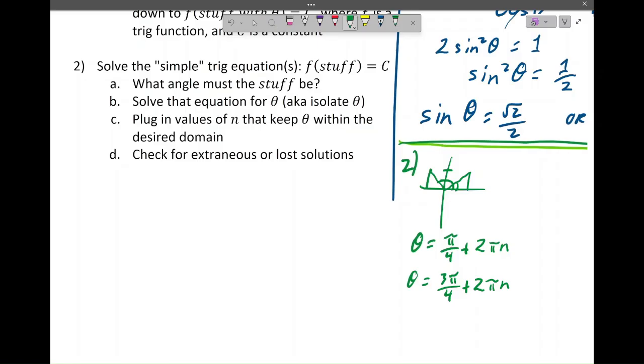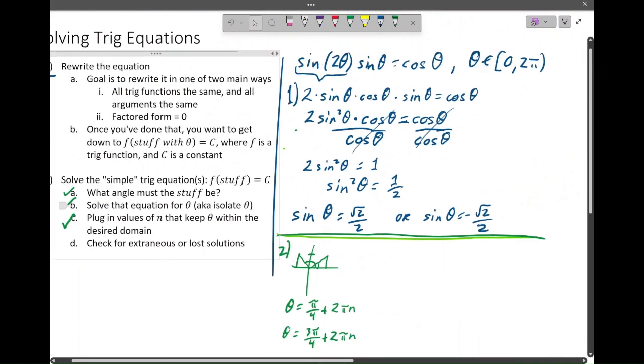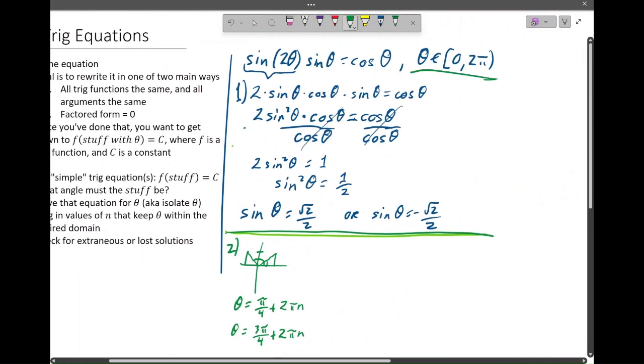Okay, at this point, that's step 2a: solve the equation for theta. In this case, there's no 2 theta or theta minus anything like that, so I don't have to do that. It's already been done, so that's taken care of. Now I do have to do part C. Again, check values of n that keep us within the desired domain. So we are going from 0 to 2 pi, as stated up here.